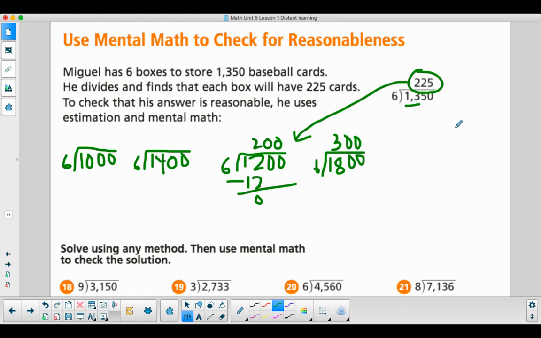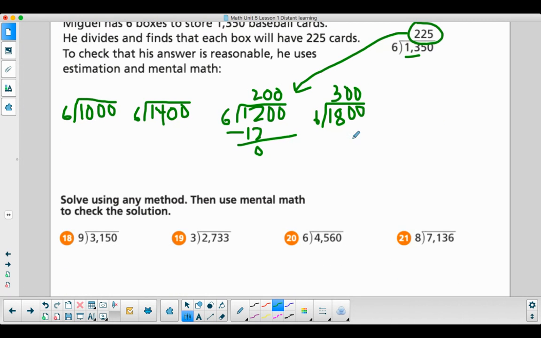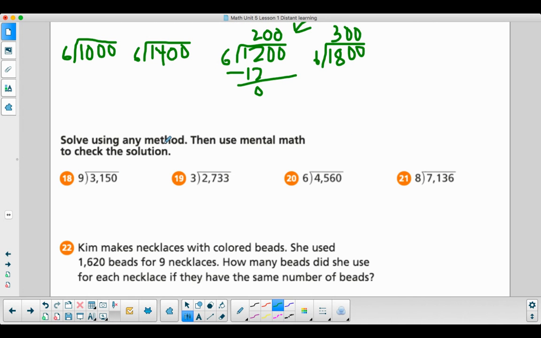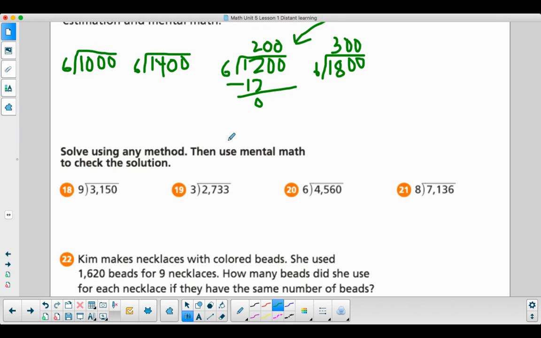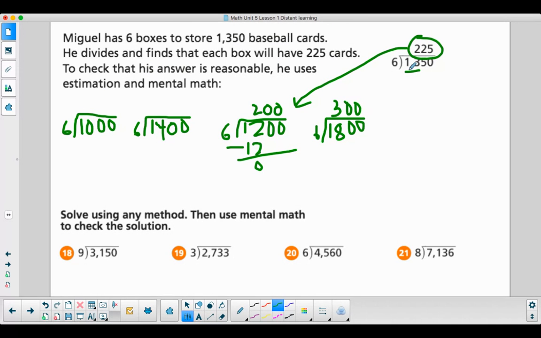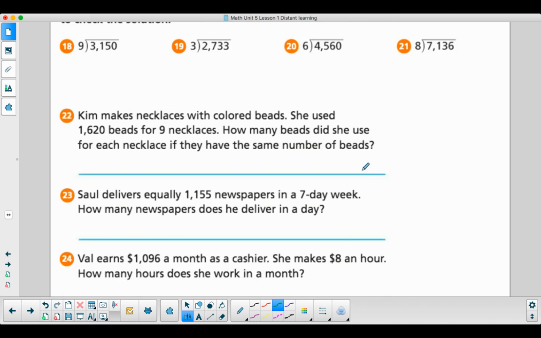You can replay this video over and over again to help you with what you do. All right. Again, they say solve using any method. I do prefer you use the digit by digit method, standard method. Then use mental math to check the solution. So you're going to round the dividend to the 2 multiples, one above and one below it, that divide easily.